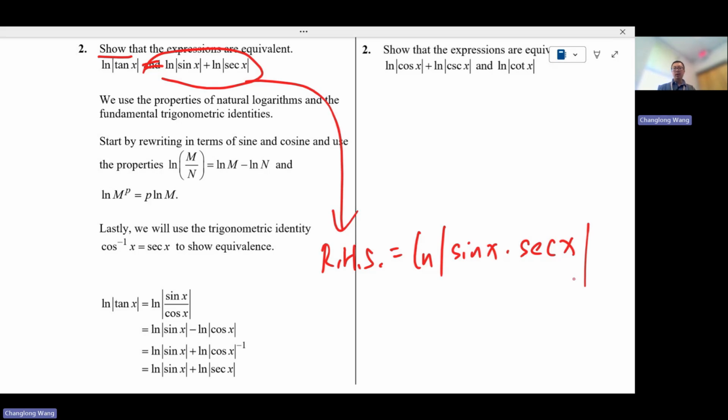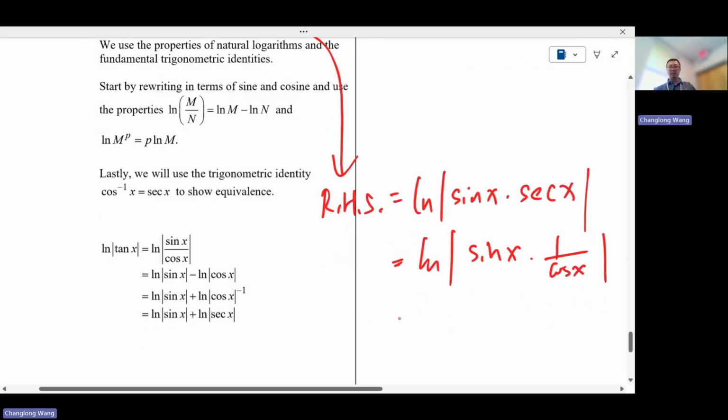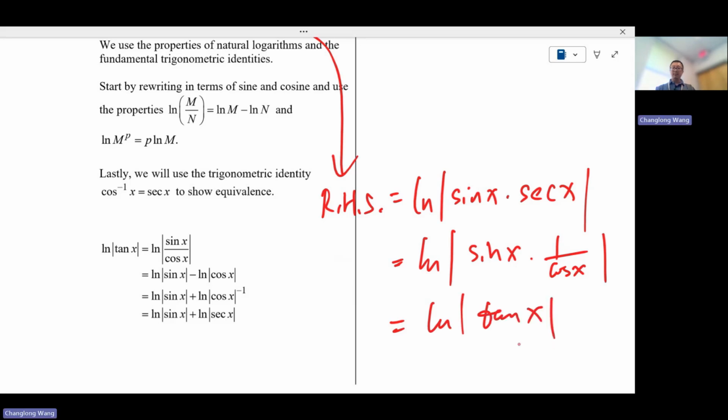But now at this point, I hope that you realize that there's still something that we haven't done, which we could have done as soon as we could, that is to turn the secant into 1 over cosine, right? So now if you keep writing, this is nothing but natural log of sine of x times 1 over cosine x, right? And then what do we do? Well, you see, this combination of sine and cosine is in a ratio form. So I hope that you can recall from one of those identities, the quotient identity, that sine divided by cosine turns into tangent, right? And then all of a sudden you realize that, oh, it's nothing but the left-hand side.